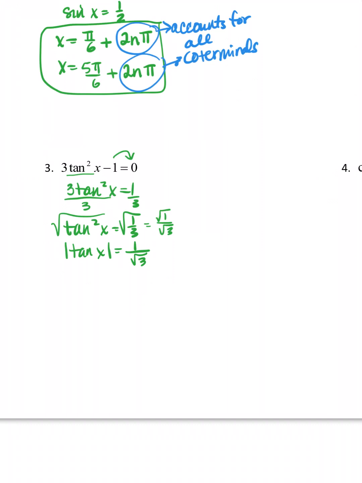Now, I should theoretically rationalize this, right? So I need to multiply the top and the bottom by the square root of 3, which will ultimately give me square root of 3 over 3. Maybe you see that from the get-go, that's fine. So now I'm saying the absolute value of tangent x is square root of 3 over 3. So to get rid of the absolute value, I put the plus and minus, right? So that's positive square root of 3 over 3 and negative square root of 3 over 3.